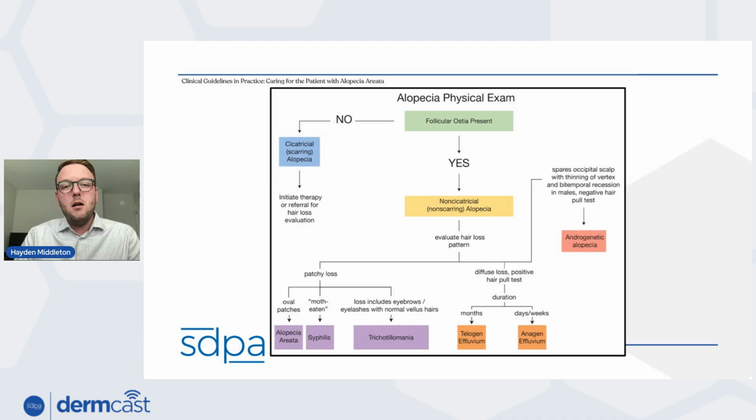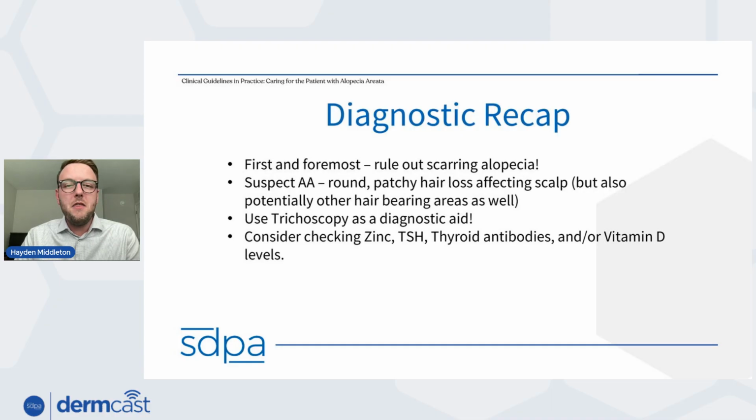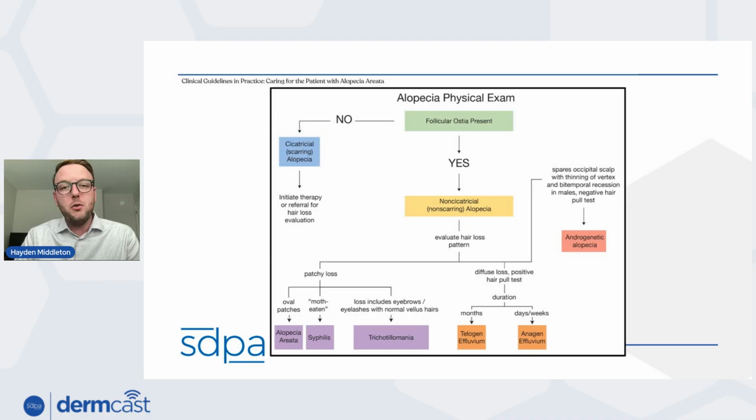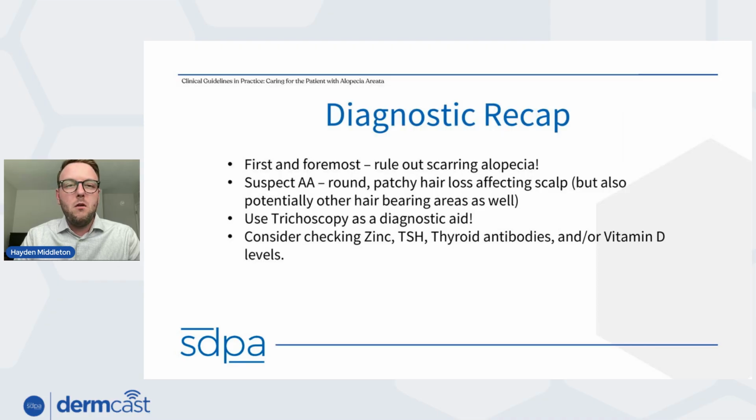And again, with alopecia areata, you can have more than just a patchy presentation; it can be diffuse as well. And then, of course, there are the other presentations that I really don't have to go through. But this is a nice chart to really get you on the right path as far as making the correct diagnosis. All right, so diagnostic recap.